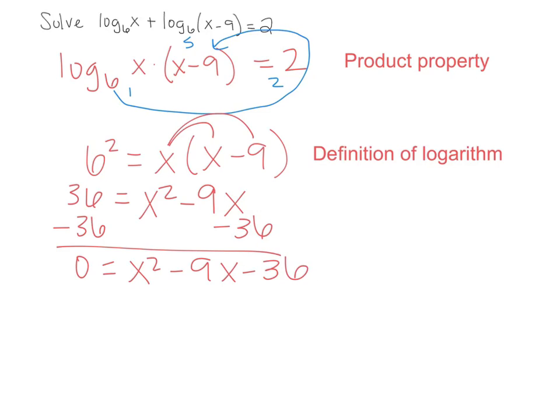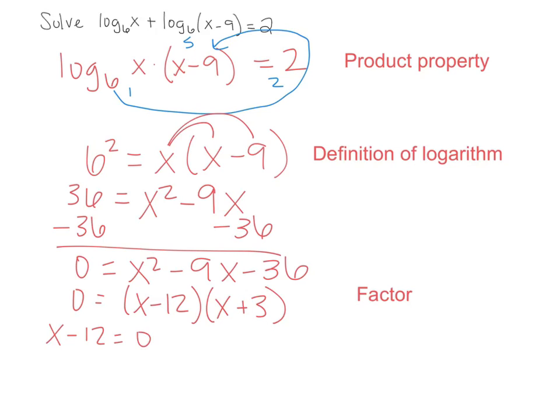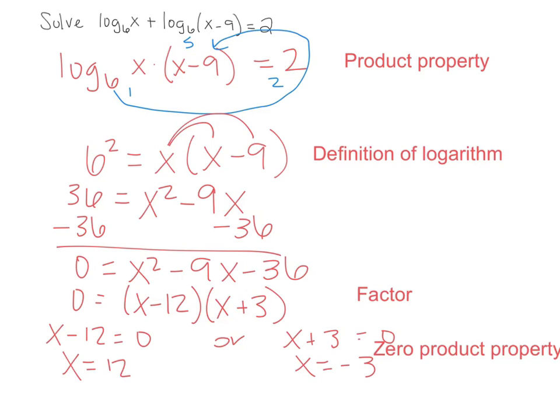If you think back to quadratic equations, in order to find the zeros, where this is equal to 0, we can factor this. When we factor, we get one factor is x minus 12 and the other is x plus 3. Now we can take those factors and set them both equal to 0, so x minus 12 equals 0, or x plus 3 equals 0, and we can solve them separately. So x is going to equal 12, or x is going to equal negative 3. And this right here was the zero product property.